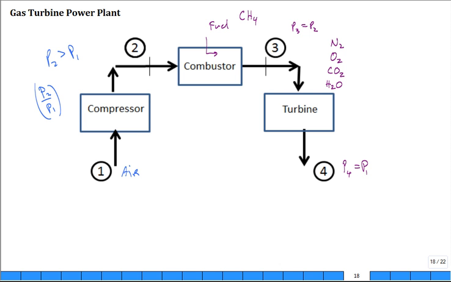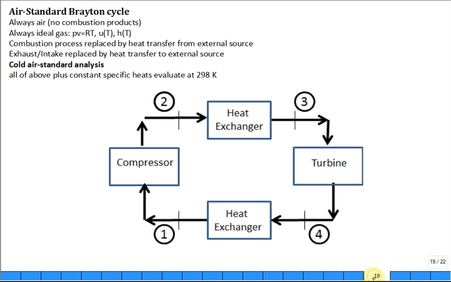And then you just do something useful with this warm exhaust gas. Maybe you use it in a boiler for a vapor power cycle, so you have a combined cycle plant, and that's what they're building. They're not going to build only a gas turbine unless they're really pinched for money. They're going to build a combined cycle plant. Well, what do we do for the analysis? We do an air standard Brayton cycle. There are no combustion products. It's always an ideal gas.